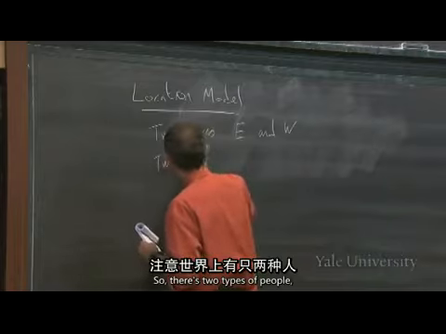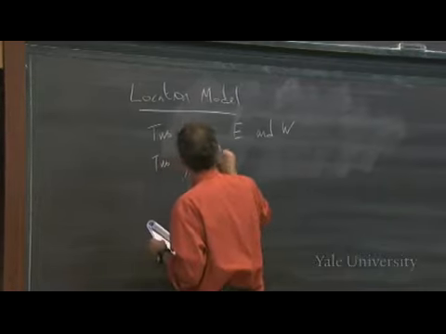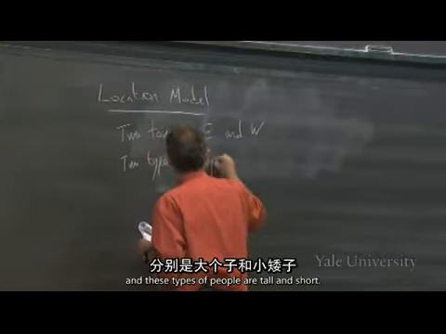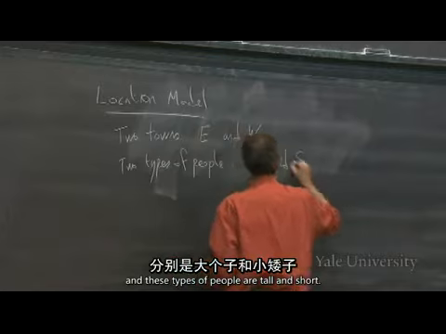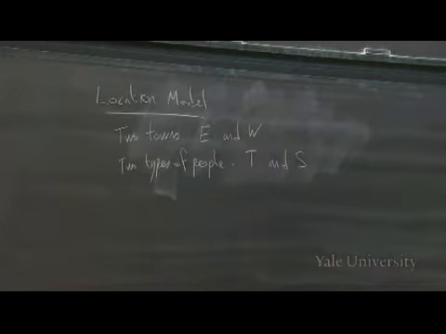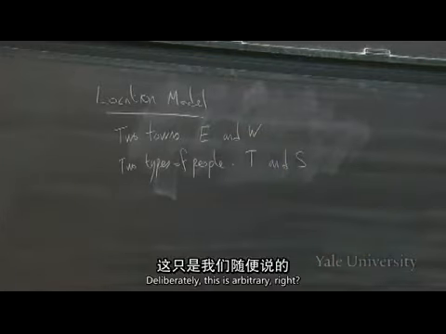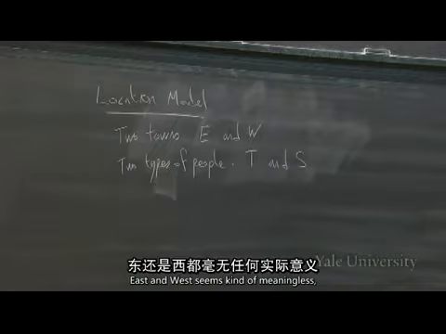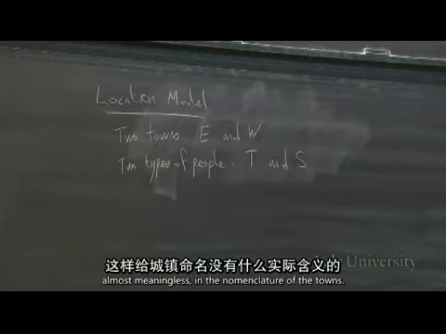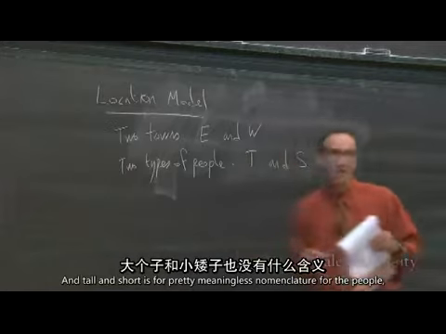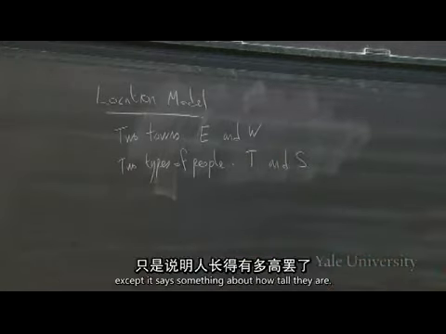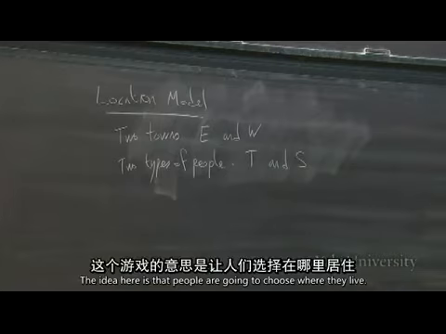So there's two types of people. And these types of people are tall and short. All right? And deliberately, this is arbitrary, right? East and West is almost meaningless nomenclature for the towns, except I guess it says something about where they are, and tall and short is pretty meaningless nomenclature for the people, except as it says something about how tall they are. All right? The idea here is that people are going to choose where they live.